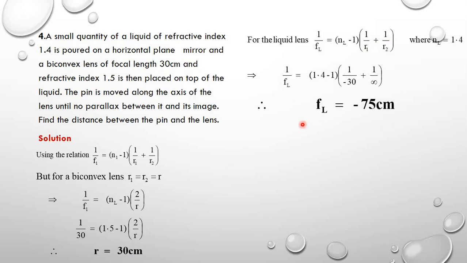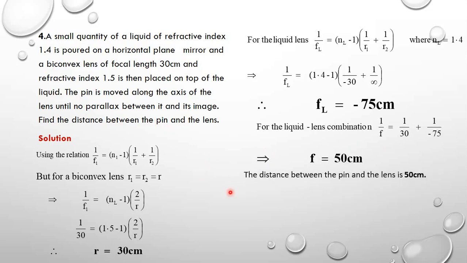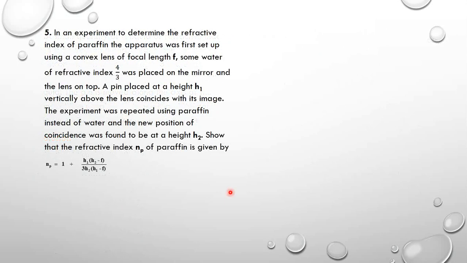Then we shall use the combination formula, 1 over F is equal to 1 over f1 plus 1 over f_L. We shall have our F as 50 centimeters. So the focal length of the combination is 50 centimeters, which implies that the distance between the pin and the lens is 50 centimeters. Lastly, let us look at question 5.